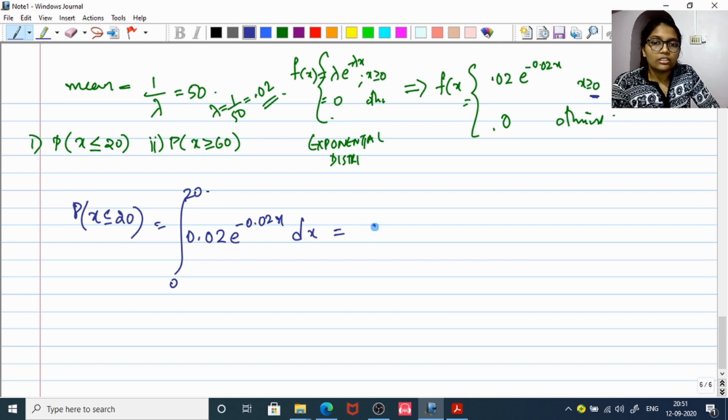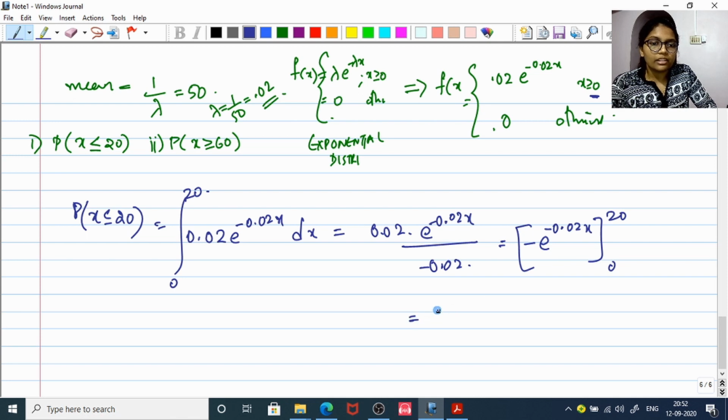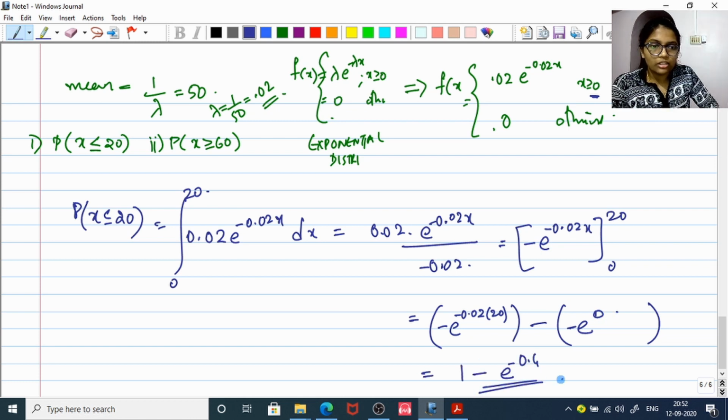Solving, take out the constant outside, and the integral of e raised to minus 0.02 x is e raised to minus 0.02 x itself divided by the coefficient of x, that is minus 0.02. Okay, cut out and you will have minus e raised to minus 0.02 x in the limits 0 to 20. Solving, minus e raised to minus 0.02 into 20 minus e raised to 0. So here comes your value.